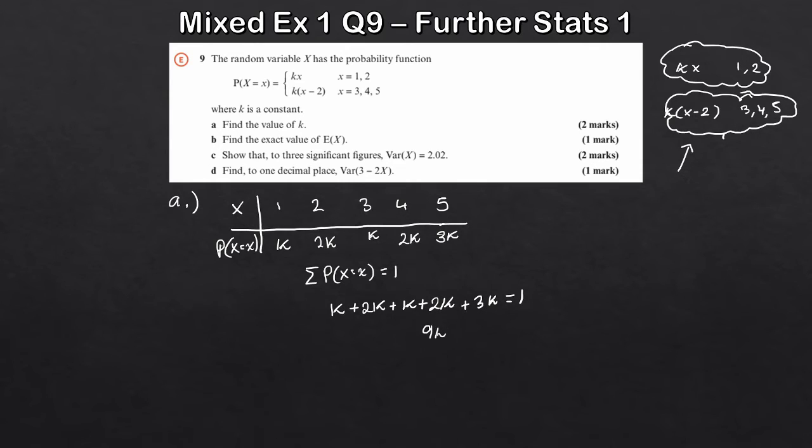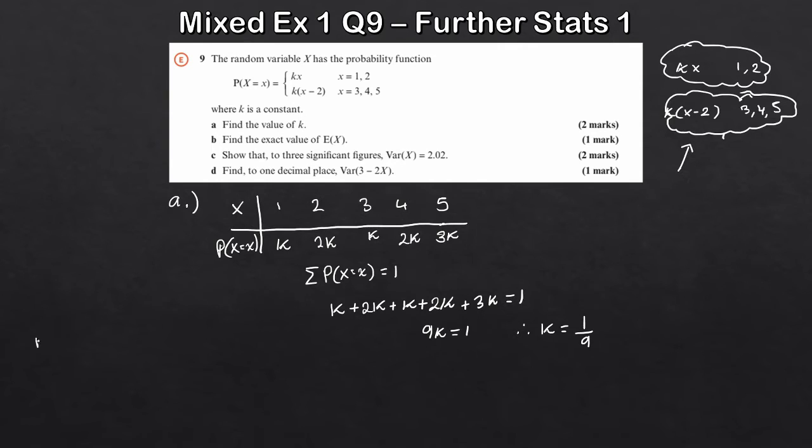So 9k is equal to 1. So simply, to get k, just got to divide 3 by 9. So k is equal to 1 over 9. So we've got the value of k. Part B wants us to find the exact value of the expectation of x, or the mean.